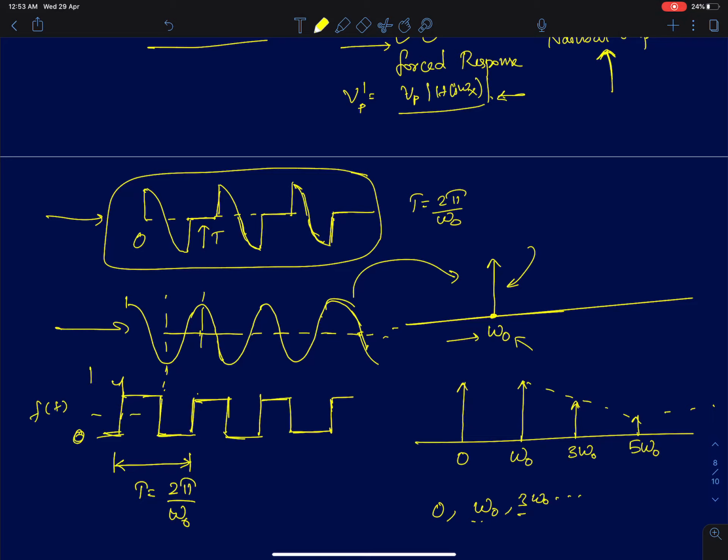Okay, so this is an odd symmetric 50% duty cycle function. Since it's going to go between 0 and 1, it will have a finite DC content. That's why you'll have an impulse at DC. This is the Fourier transform. I'm showing here the Fourier transform of the signal, and it will contain energy only at the odd harmonics of the fundamental frequency, which is omega naught here, which is 2 pi by T.